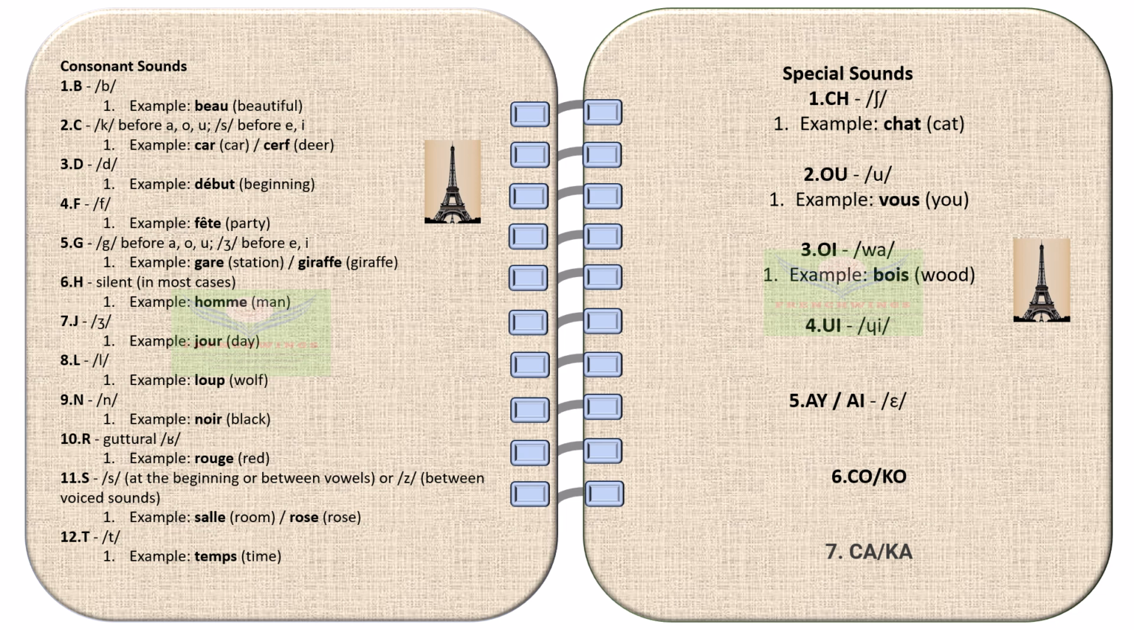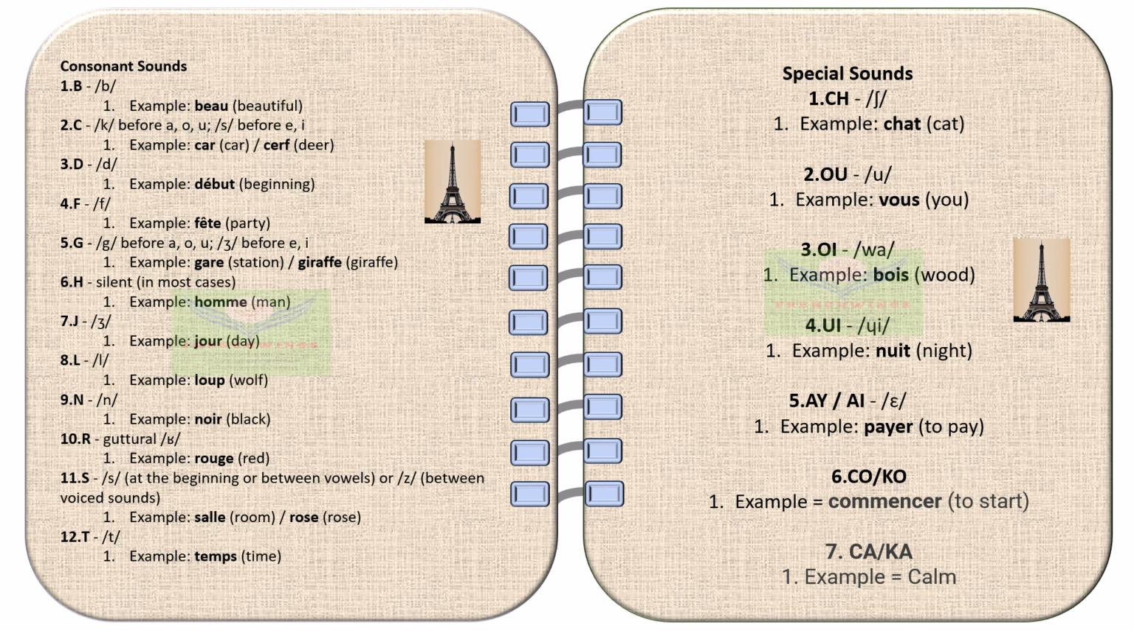UI will be ui, ui, right? Example, nui, nui. AY and AI will be a sound. Example, paye, paye. It's a verb. CO is co. There is no accent. It is written simply CO. Sound will be co. Example, come on, say. Then CA will be ka, ka, because there is no accent. Okay. Example, calm, calm, right? So please practice upon these sounds. These will be very much helpful for your effective pronunciation in French. Let's move on.